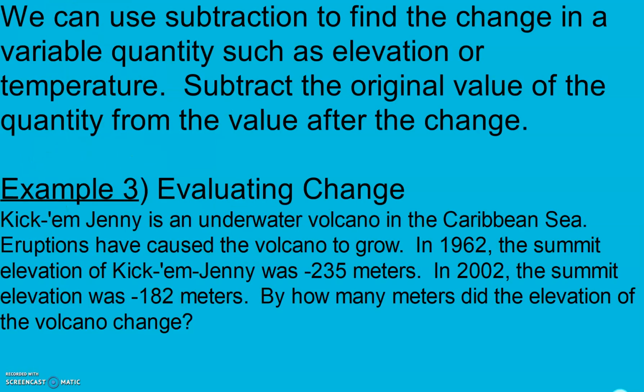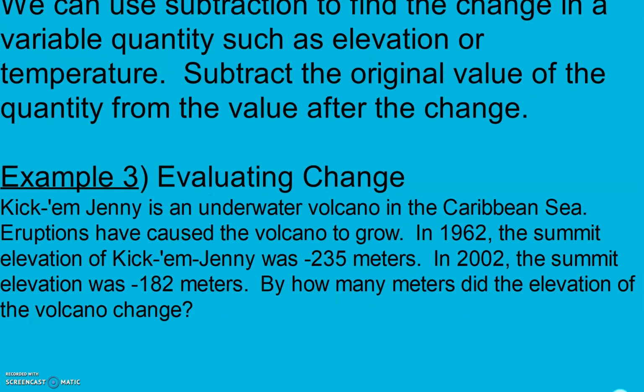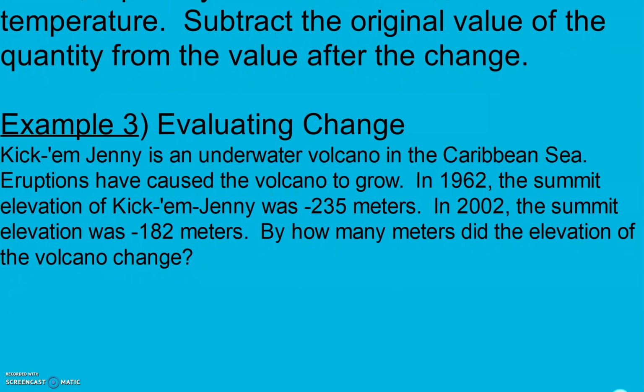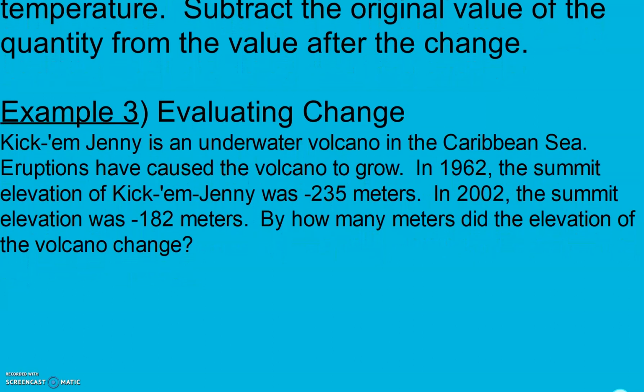We can use subtraction to find the change in a variable quantity such as elevation or temperature. We subtract the original value of the quantity from the value after the change. So we take where we are minus where we started. Example 3: Kikumjani is an underwater volcano in the Caribbean Sea. Eruptions have caused the volcano to grow. In 1962, the summit elevation of Kikumjani was negative 235 meters, meaning it was 235 meters below sea level. In 2002, the summit elevation was negative 182 meters. By how many meters did the elevation of the volcano change?